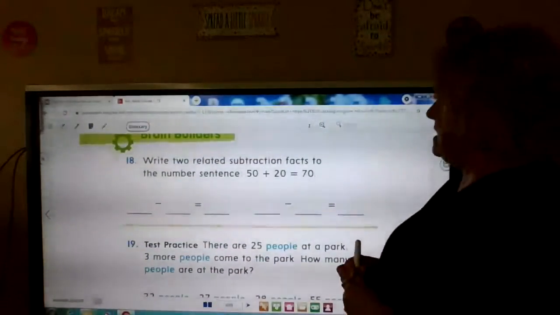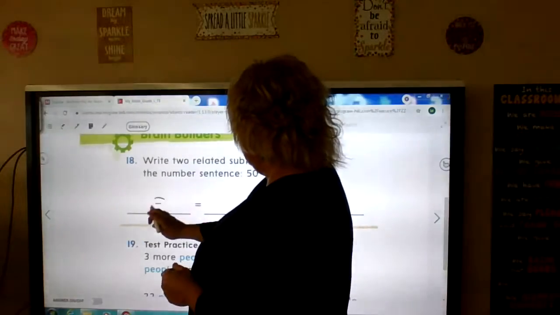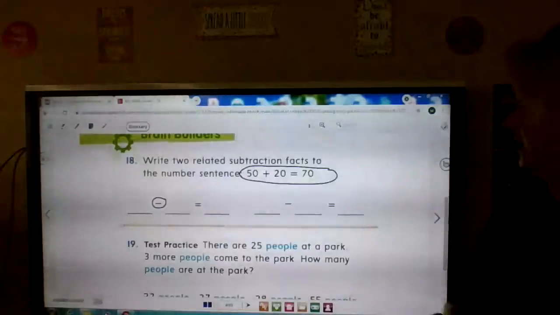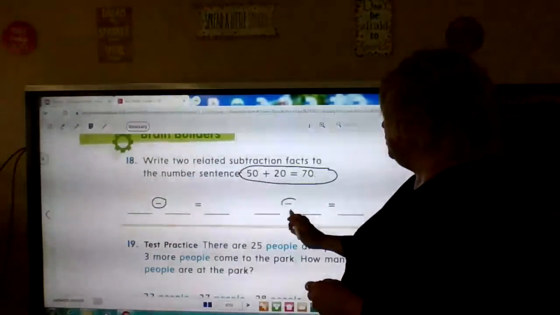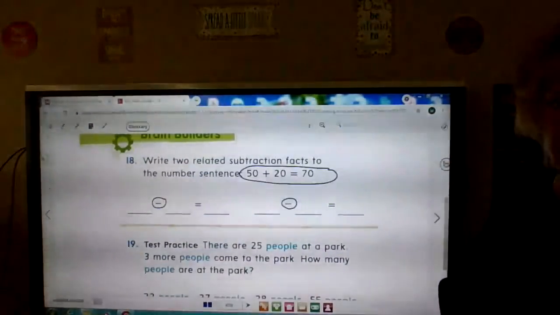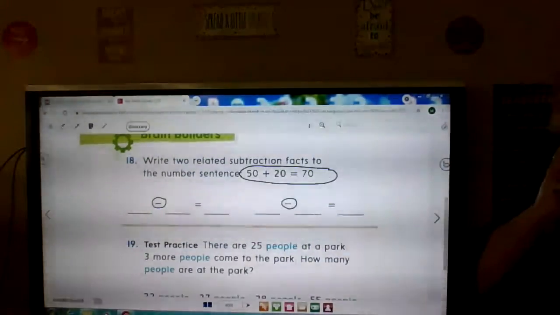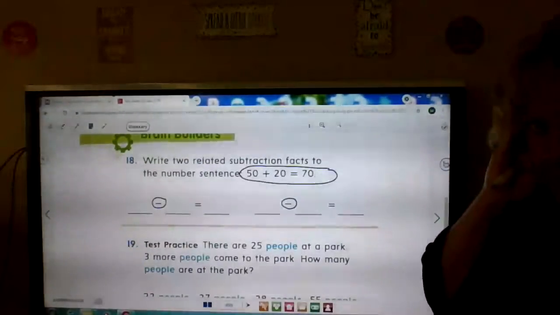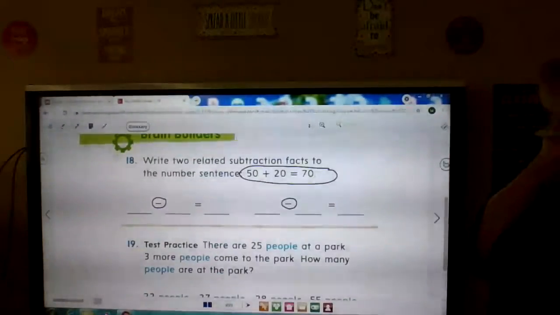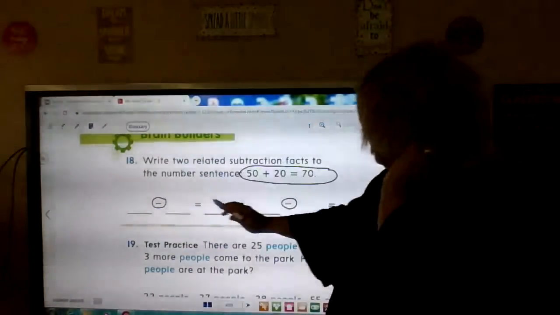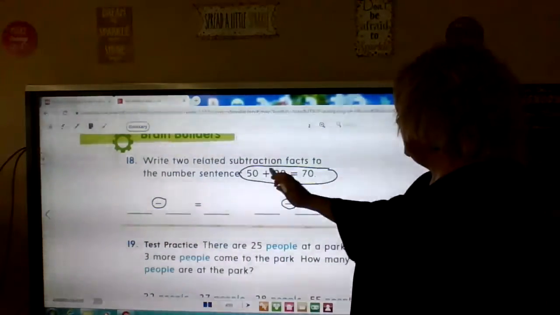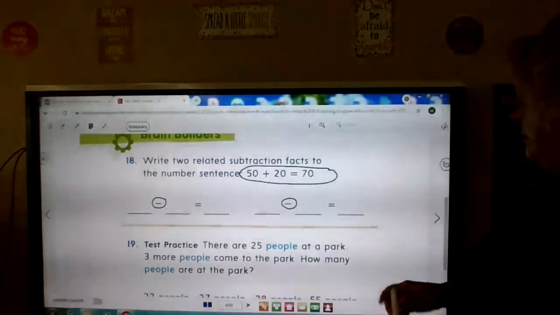Okay, you're going to write a subtraction problem using a 50, a 20, and a 70. And actually, you're going to write two subtraction problems using a 50, a 20, and a 70. Remember, when you do subtraction, we have to start with, yep, the biggest number. Use these numbers and write a subtraction problem. Use these numbers and write another subtraction problem.